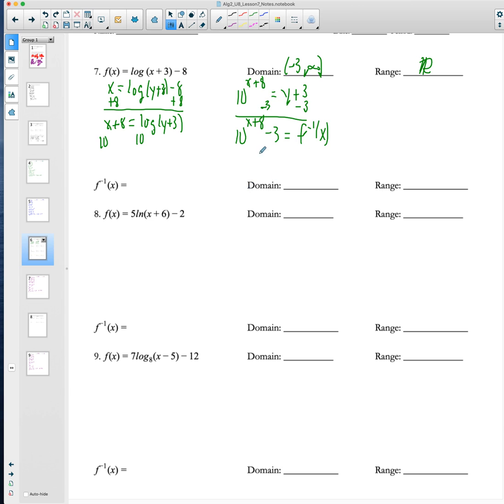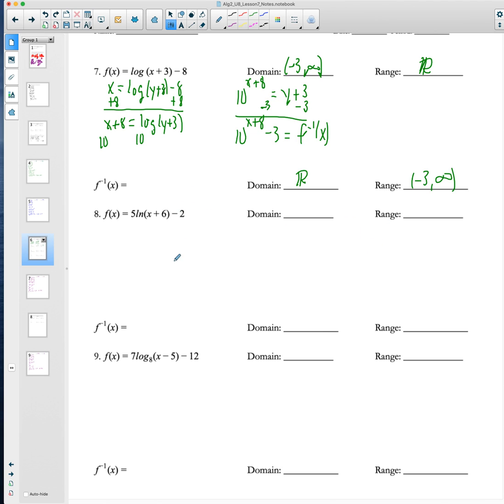And there it is. And you can see here that the domain, we know for every exponential, is definitely all real numbers. And we know that the range starts at the horizontal asymptote, which in this case is negative 3, and it goes up, so that's negative 3 to infinity.